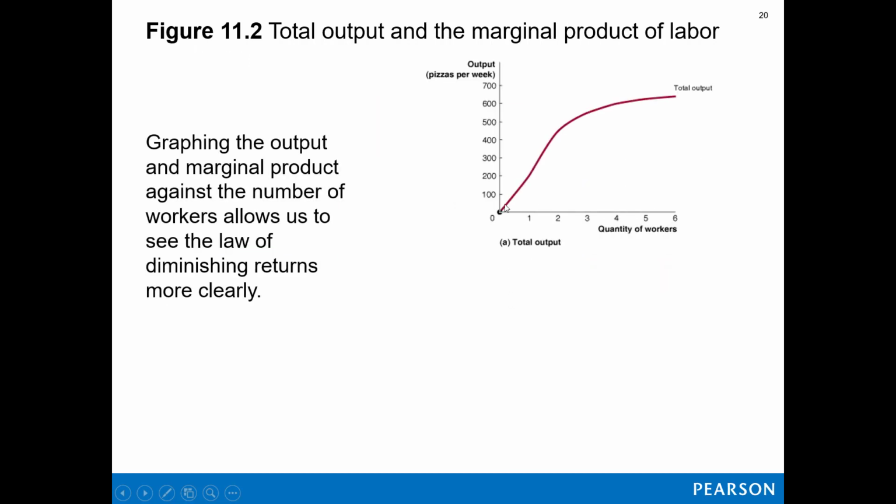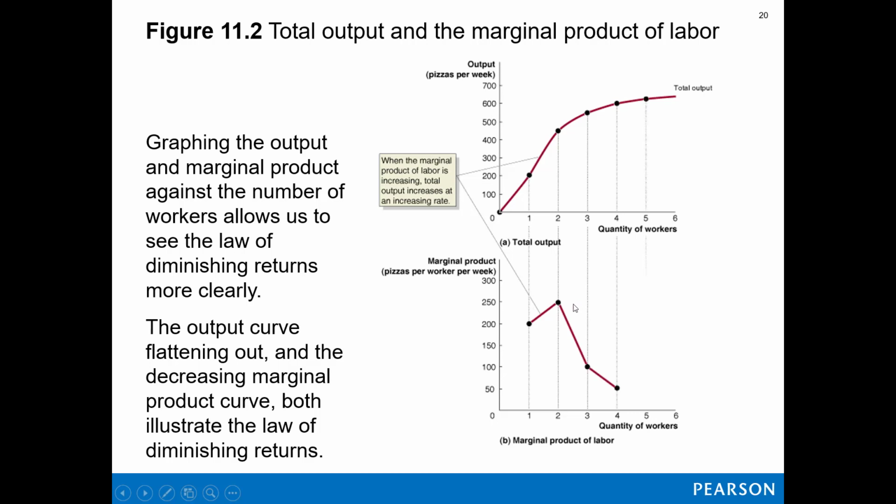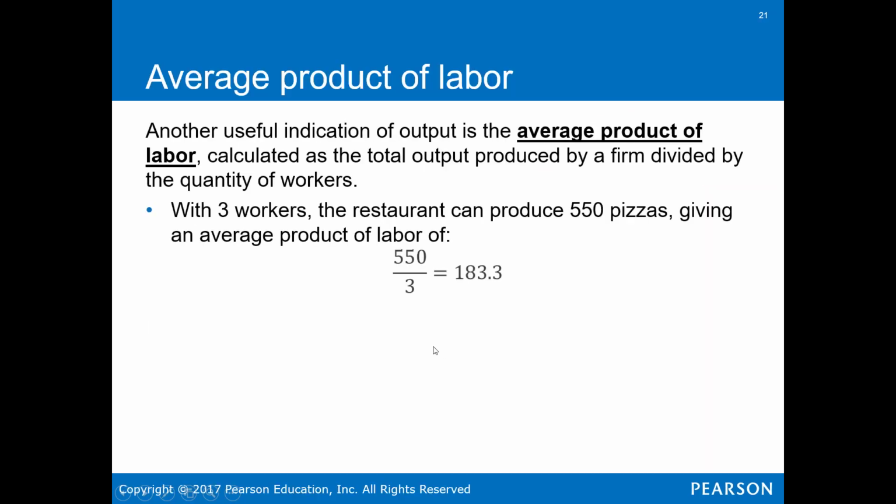So graphing this out, we have total output, then we have the marginal product per worker. So it's increasing, and then it starts going down, right? Because if you have 6 workers and 2 ovens, you're running into each other. Another useful indicator of the output is the average product of labor, calculated as the total output by a firm divided by the quantity of workers.